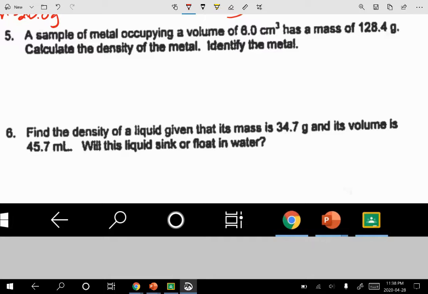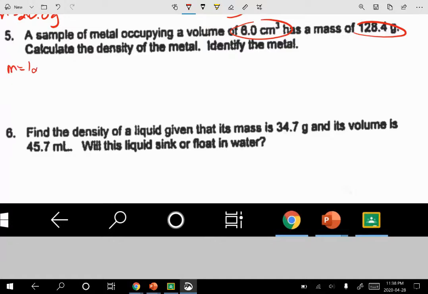A sample of metal occupying a volume of, I'm seeing that as 6 cubic centimeters, has a mass of 128.4 grams. Calculate the density and identify the metal. So I don't know that we're going to be able to do that just yet, especially since I don't have a periodic table on me, but let's go.